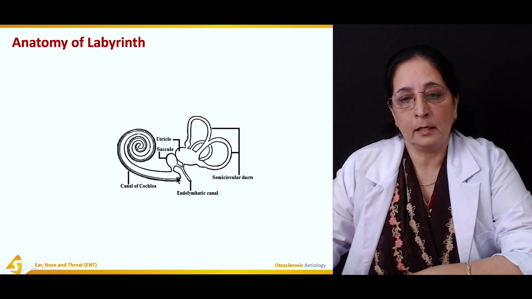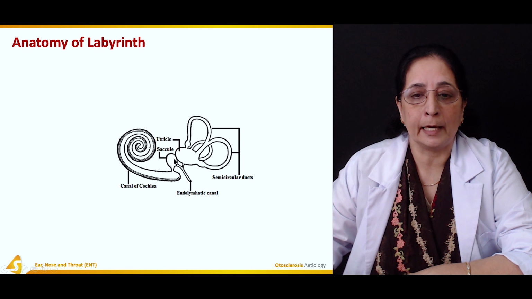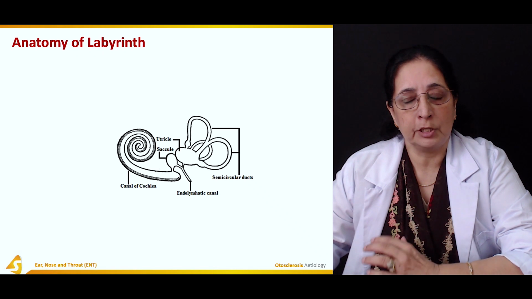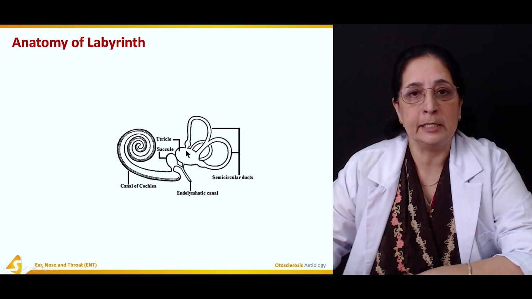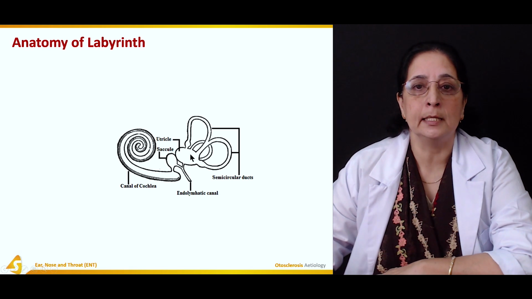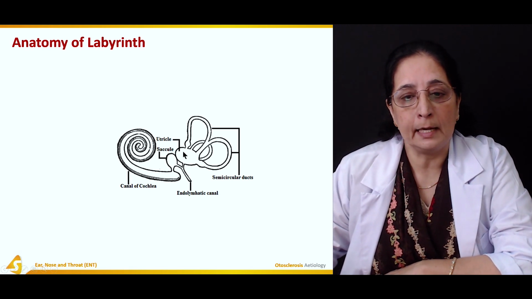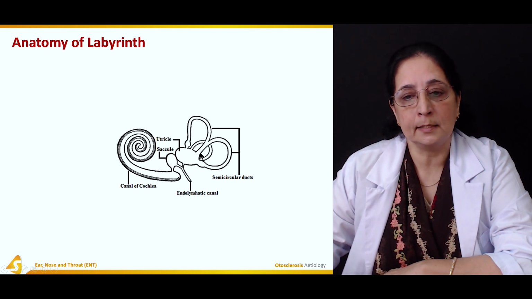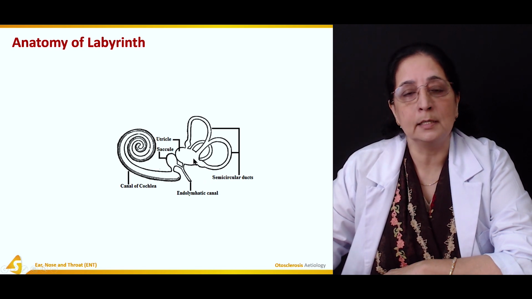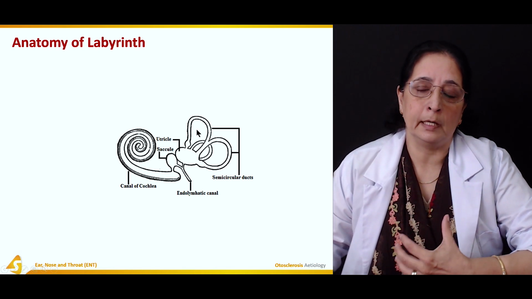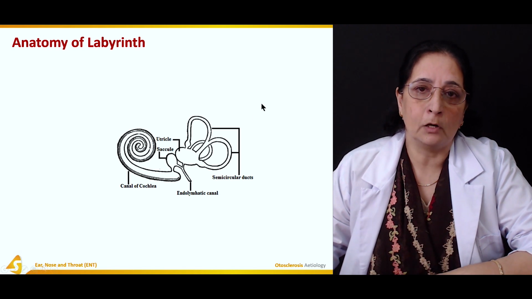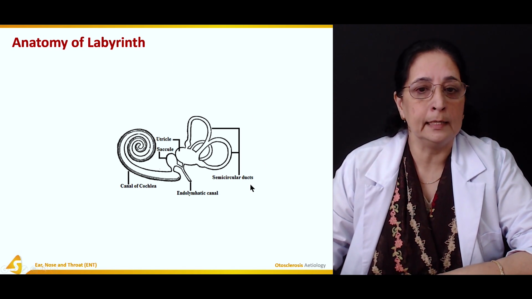Then there are two structures known as the saccule and utricle. These are the two structures which are present in the vestibule. So this portion is known as the vestibule of the labyrinth. Then we have the semicircular canals. There are three semicircular canals or ducts. So this is just the gross anatomy, or the basic structures that constitute the inner ear or the labyrinth.